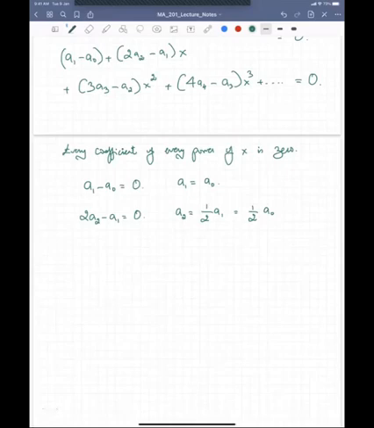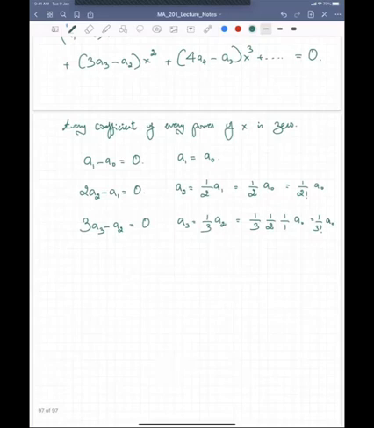So let us actually go ahead and work out at least one more. The third coefficient, for x squared, is 3a3 minus a2. This has to be equal to 0, which tells me that a3 has to be 1/3 of a2. But I also know that a2 is 1/2 of a0, so I can write this as 1/3 times 1/2, and just for fun, I'll write this as 1/1 times a0. So you see that this can be written as 1/2 factorial times a0, and this can be written as 1/3 factorial times a0.